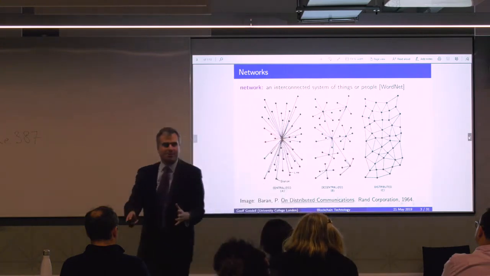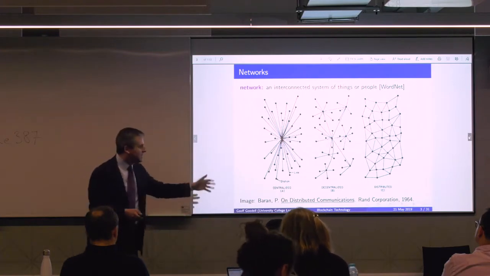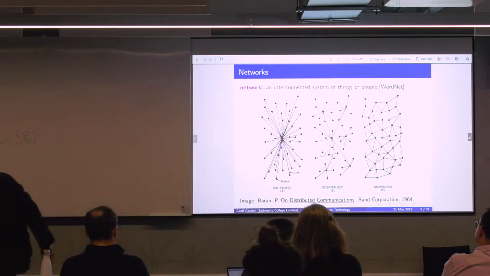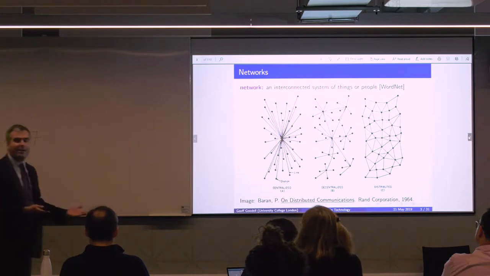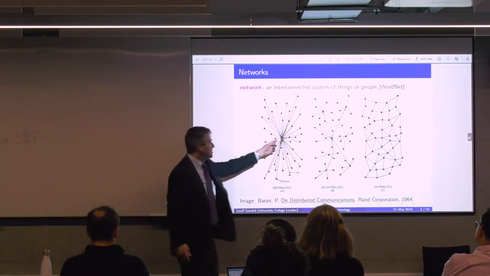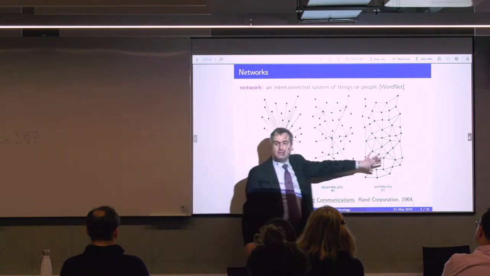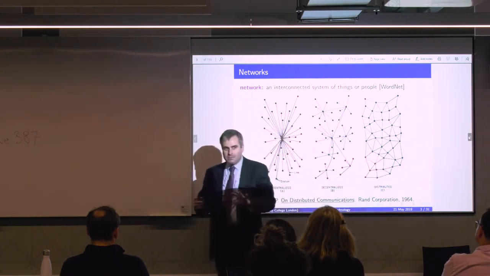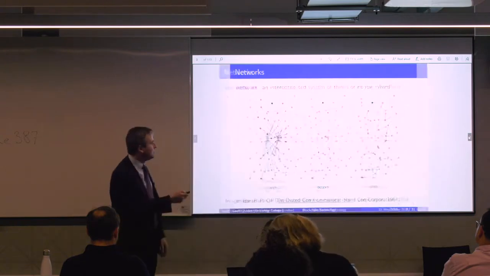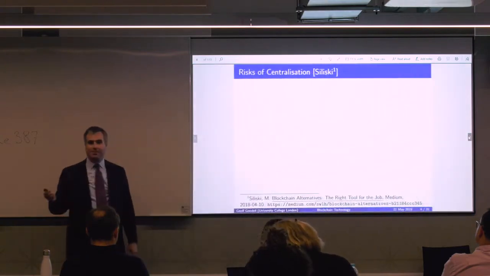So does anyone have any questions about this? Centralized, decentralized, distributed, and what the implications might be. Everyone's connected to one point, maybe multiple points, and locality. Okay, that's important. OK. Now, there are problems with centralization.